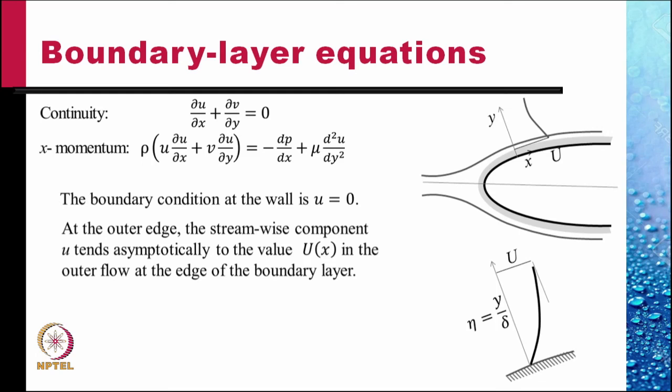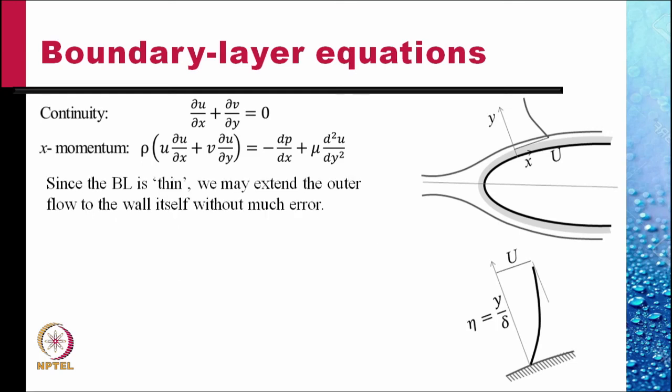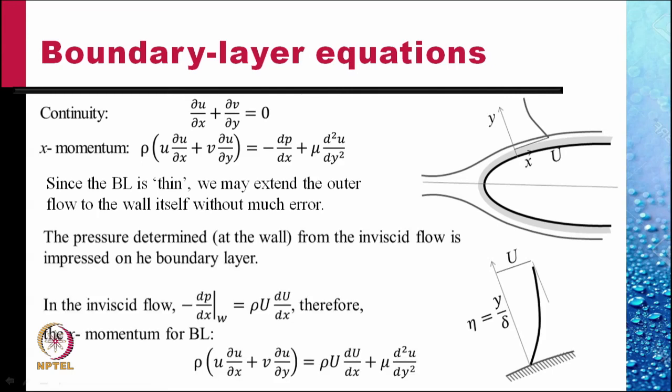So, this is the solution of the inviscid potential flow in the outer layer, the flow region outside the boundary layer. Since the boundary layer is thin, we may extend the outer flow to the wall itself without much error. The pressure determined at the wall from the inviscid flow is impressed on the boundary layer. In the inviscid flow, dP by dx at the wall is like minus rho u du by dx, and therefore the x momentum equation for the boundary layer becomes this.